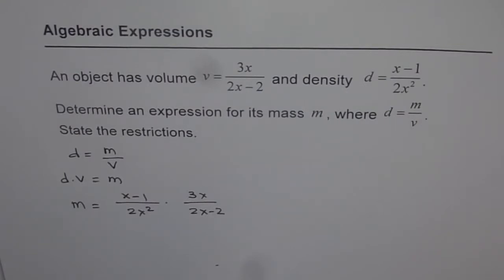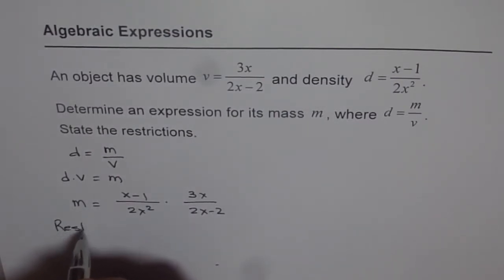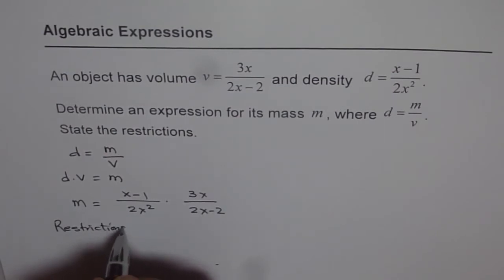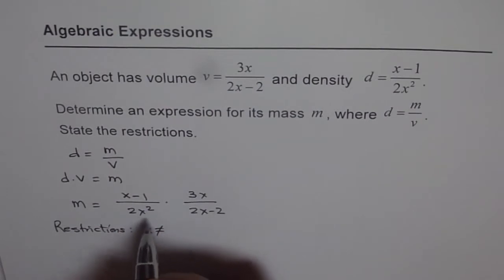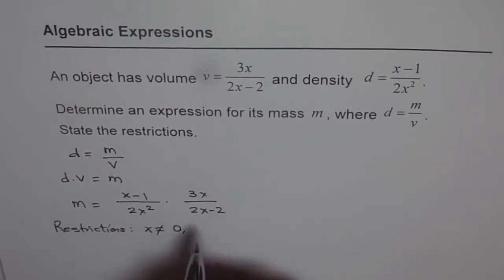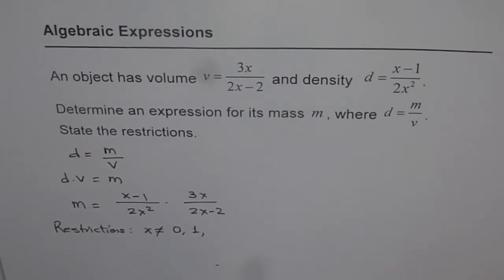Now here we need to write all the restrictions, right? The restrictions are that the denominators cannot be 0. So let's start with the first expression, which is density here. Let's write down the restrictions: x is not equal to 0, and here the restriction is x is not equal to 1, correct? So these are the two restrictions which we have mentioned here.